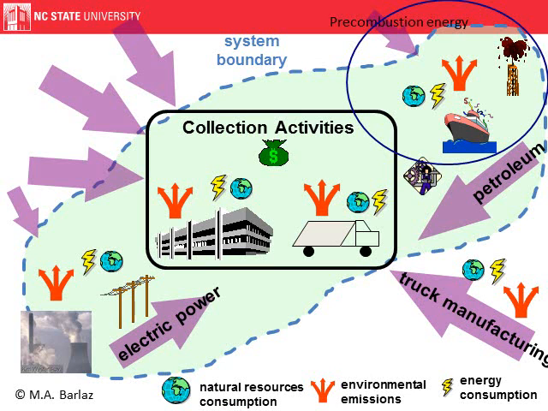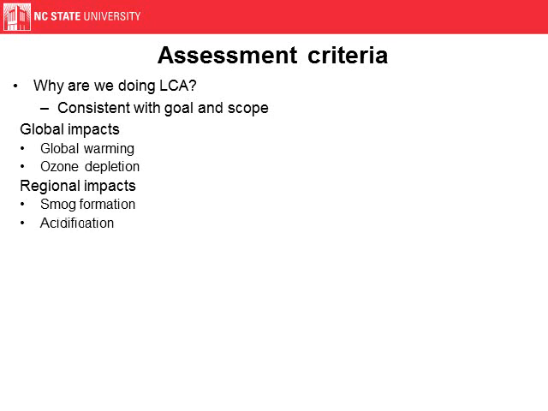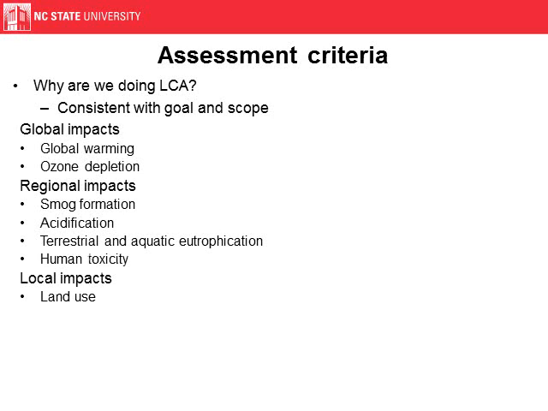This just tells us that coming up with appropriate system boundaries is essential for actually being able to perform your analysis and include everything that's relevant and only the things that are relevant in your analysis. So in our scope definition, we also need to define our assessment criteria, and they need to be consistent with our goal and scope definition. So we could look at global impacts like global warming or ozone depletion, regional impacts like smog formation, acidification, eutrophication, toxicity, or even local impacts like land use or odor or stored toxicity, spoiled groundwater.